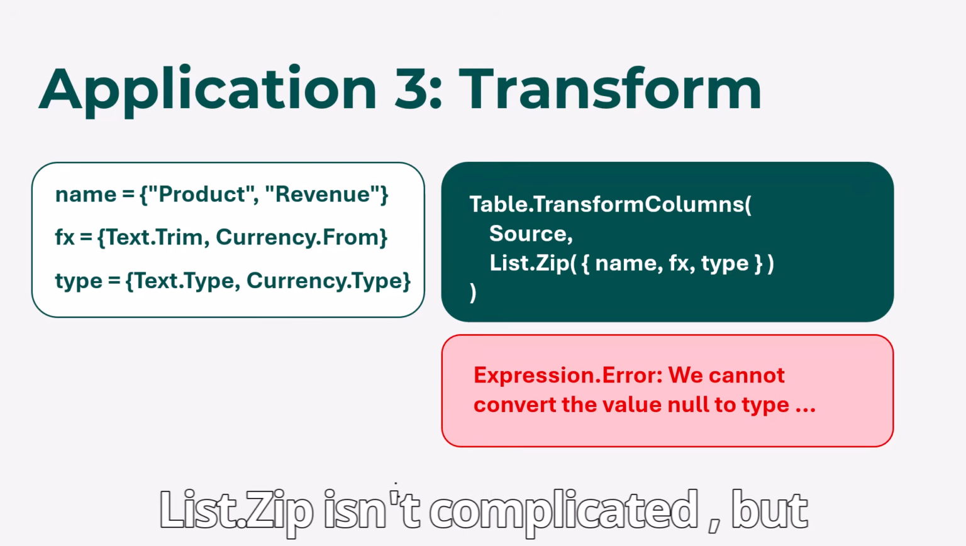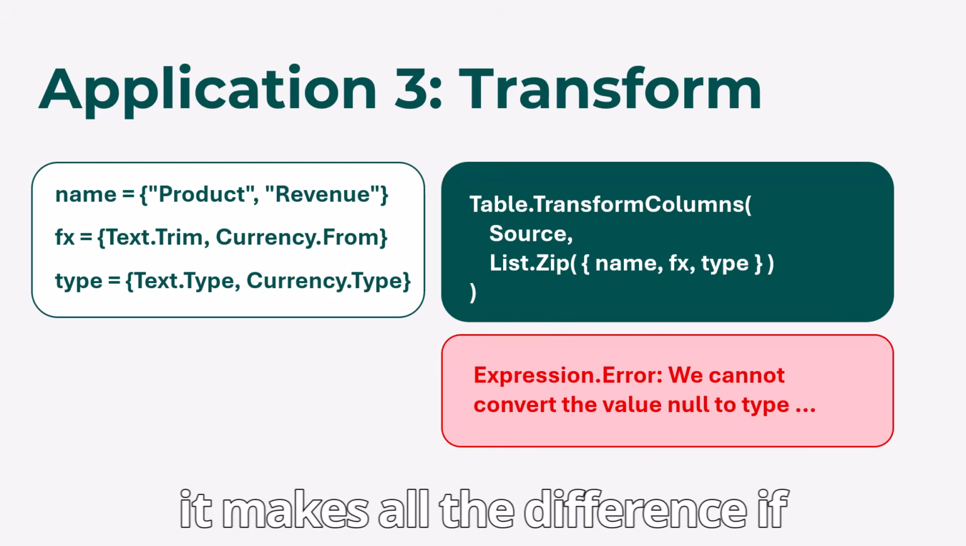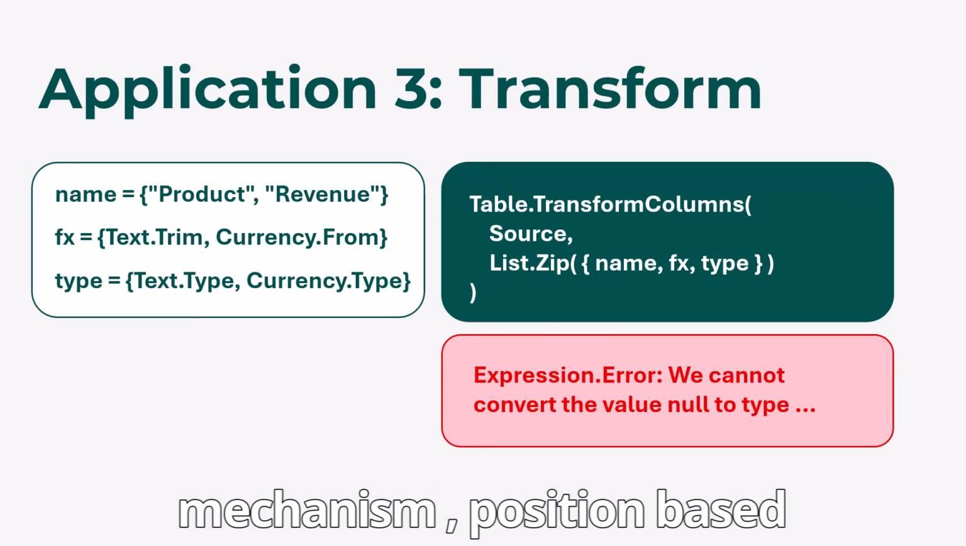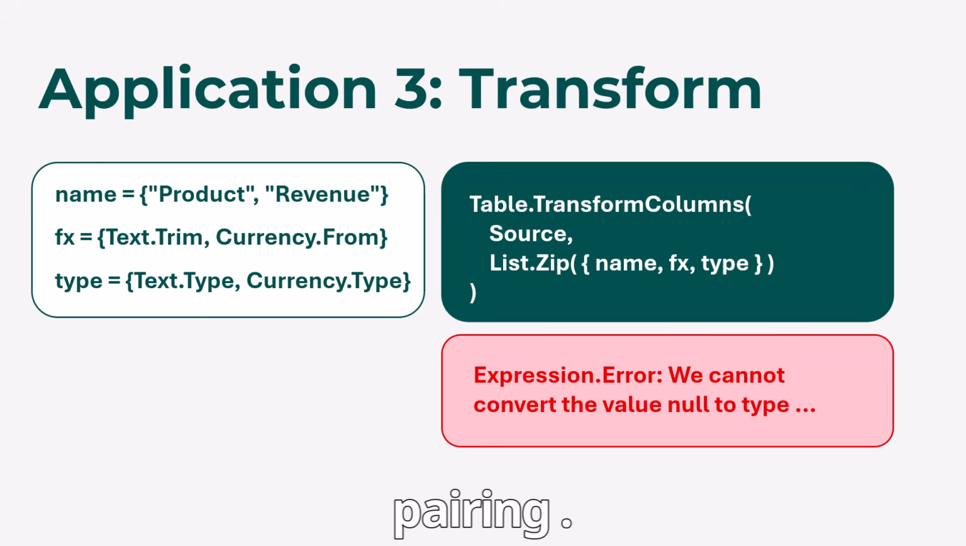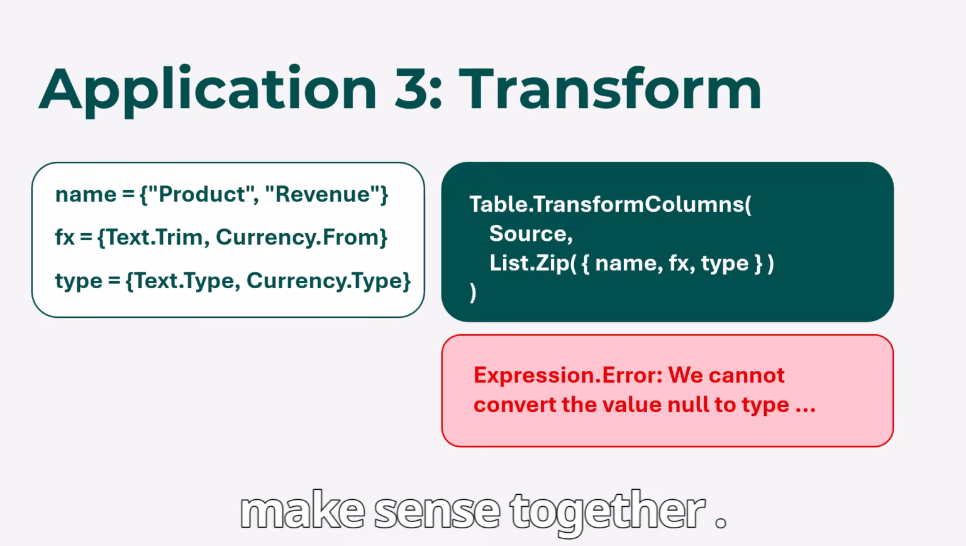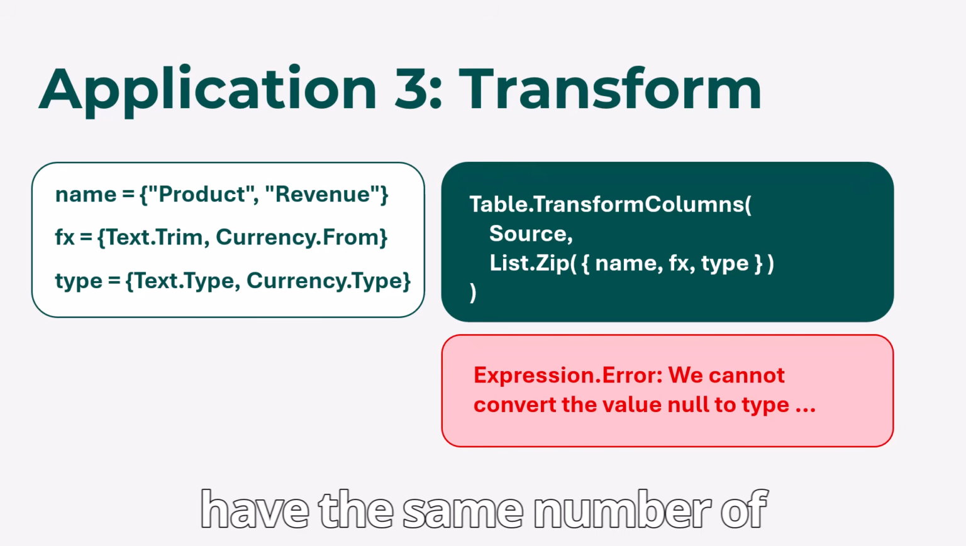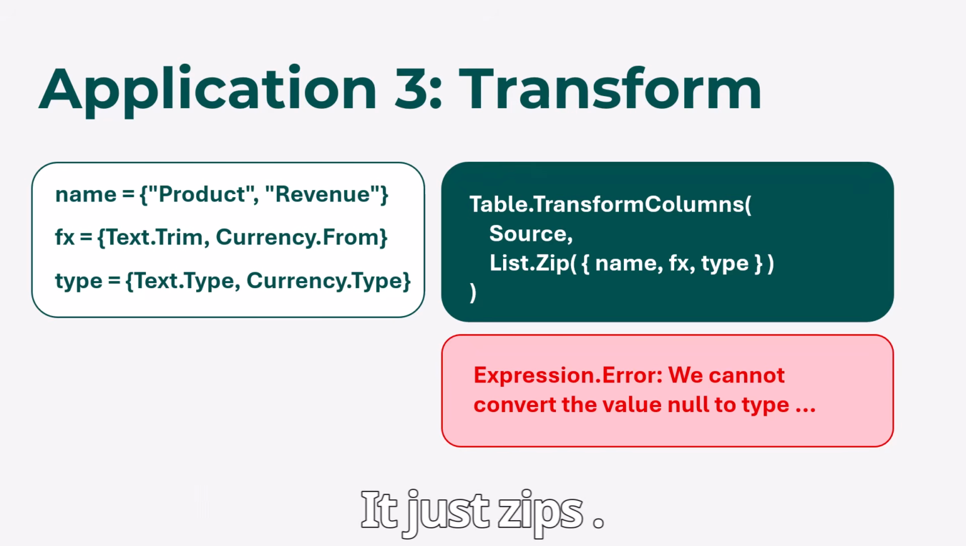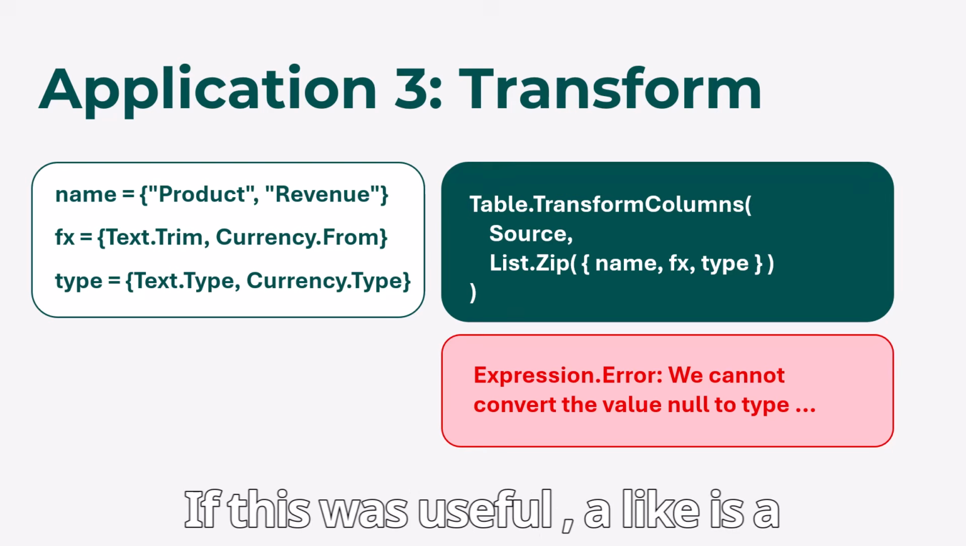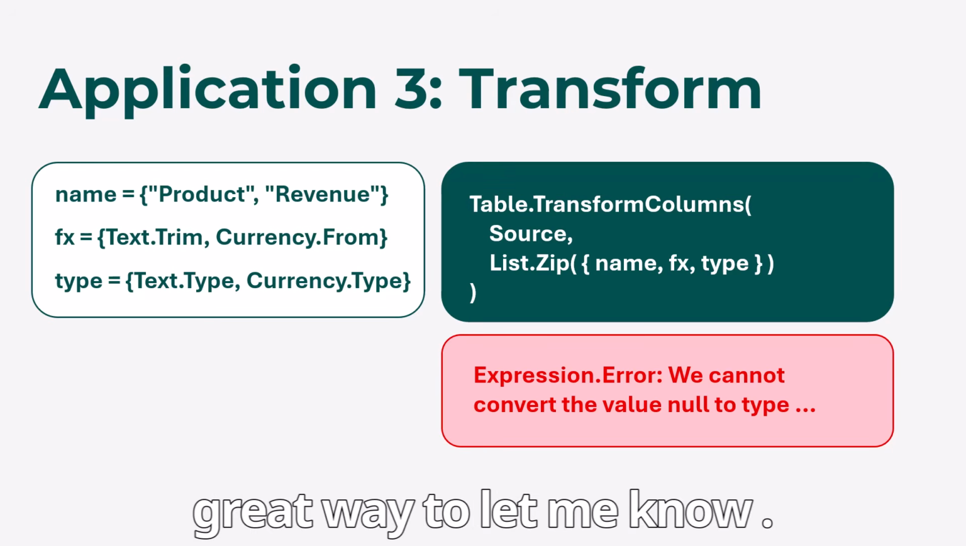That's it. List.Zip isn't complicated, but it makes all the difference if you understand the mechanism, position-based pairing. It doesn't check if values make sense together. It doesn't validate that lists have the same number of items. It just zips.